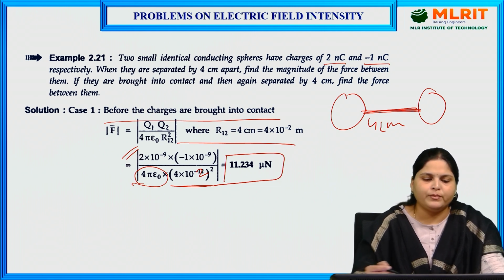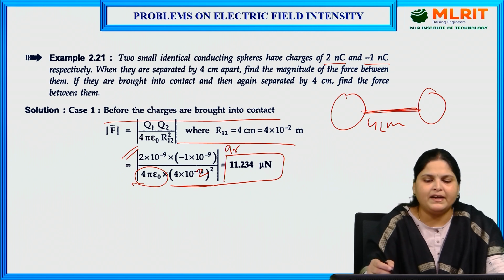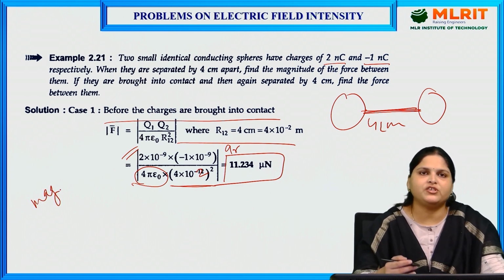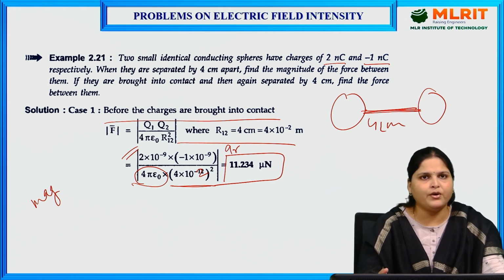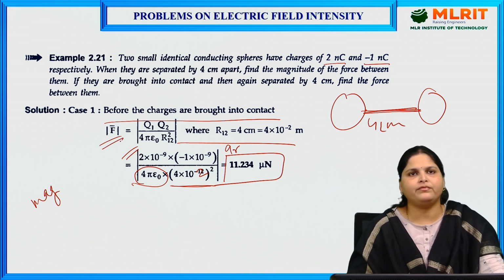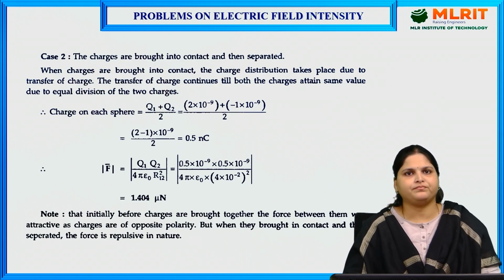You must be thinking that we are not taking a_R here. Basically, we are finding out the magnitude of force here. We can get this equation in terms of a_R also, but to get the magnitude, we need to take mod of F. So this is the first case. Now we'll see the second case.